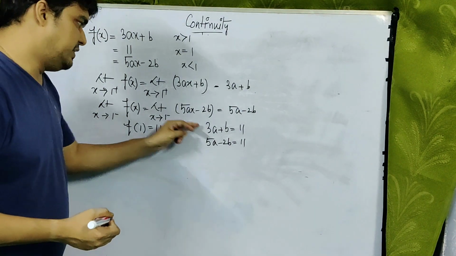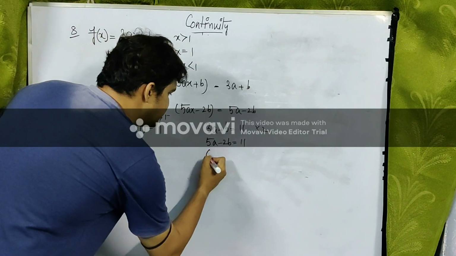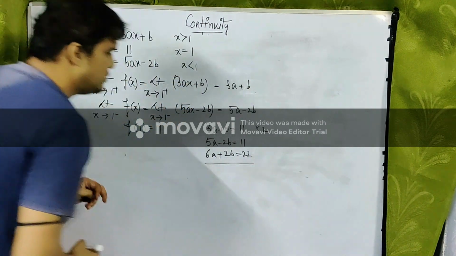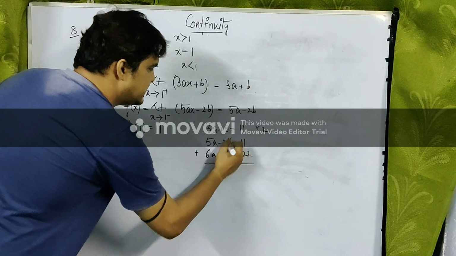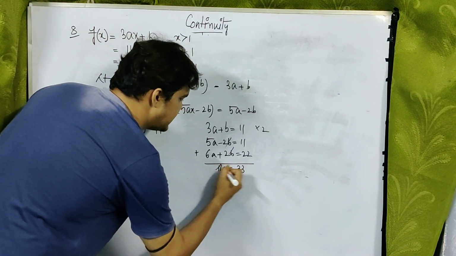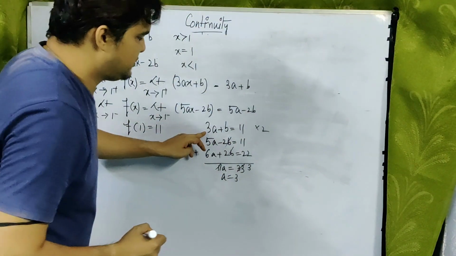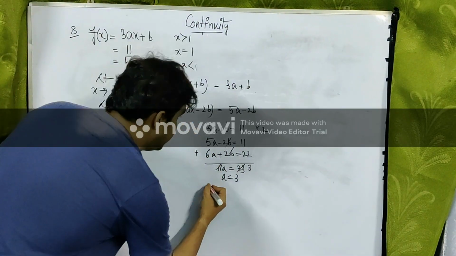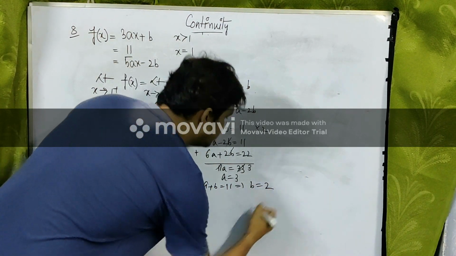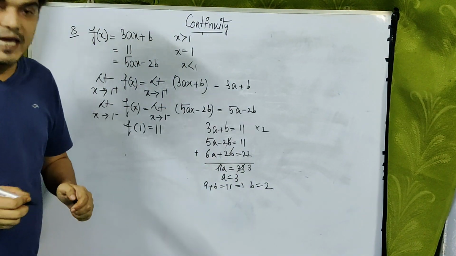Let me multiply this equation by 2. If I multiply this equation by 2, it will be 6a plus 2b equals 22. So by adding, this 2b gets cancelled. So 11a equals 33. So a equals 3. Now if I put a equals 3 in any of the equations, what do I get? 9 plus b equals 11. So b equals 2. Okay, so the value of a equals 3 and the value of b equals 2. Hence the answer.